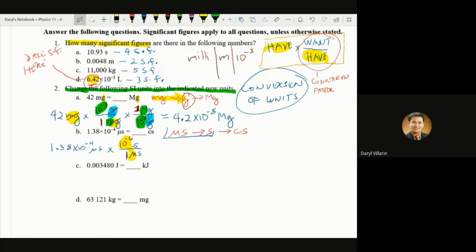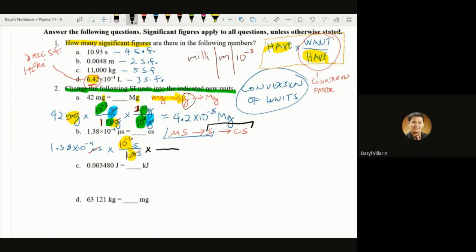10 to the power of negative 6 means micro. So if I'm gonna multiply the two, this should cancel out microsecond, and I get second as my unit. However, I want my unit to be centisecond. So that's my next step, from second to centisecond. So this time, I'm gonna look at the conversion factor of centisecond and second.